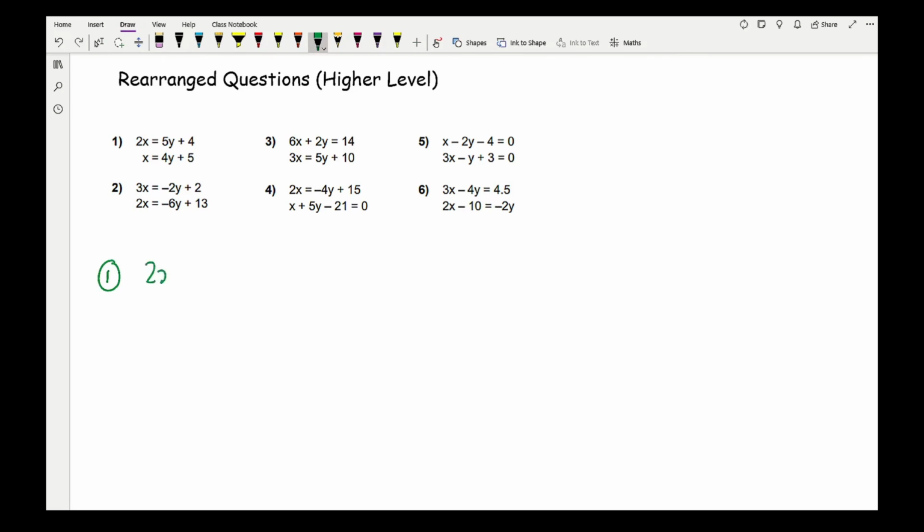So here I've got 2x equals 5y plus 4, and here I've got x equals 4y plus 5. Now one thing you might want to do is to have numbers on one side, letters on the other. So what I need to do is take the 5y over to this side and the 4y over to that side. So how that works would be to subtract, and everything then becomes very, very similar to what it was before.